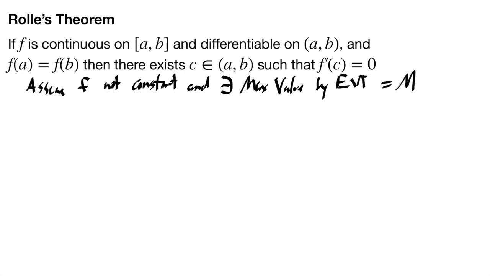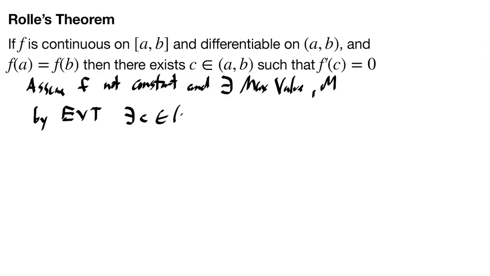And we'll let that maximum value be m. So we know there has to exist a maximum value, m, and by the extreme value theorem, m is actually some point in our space. There exists a c in (a, b) such that f of c equals that maximum value.